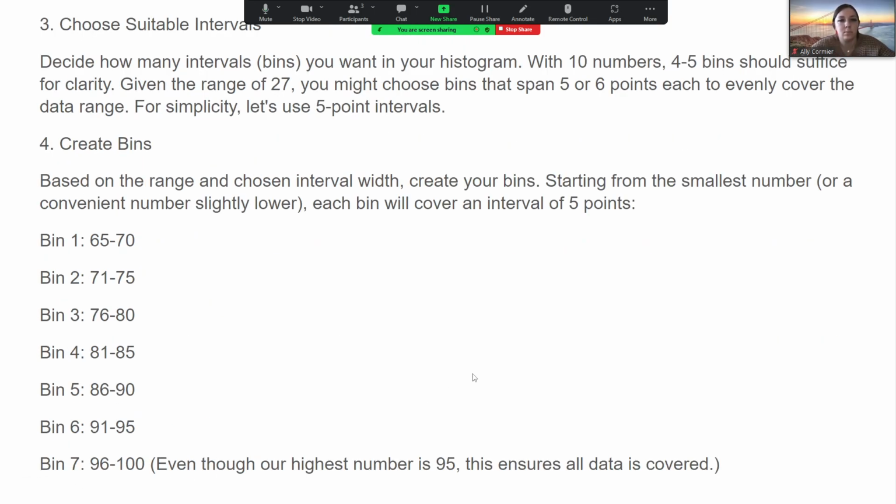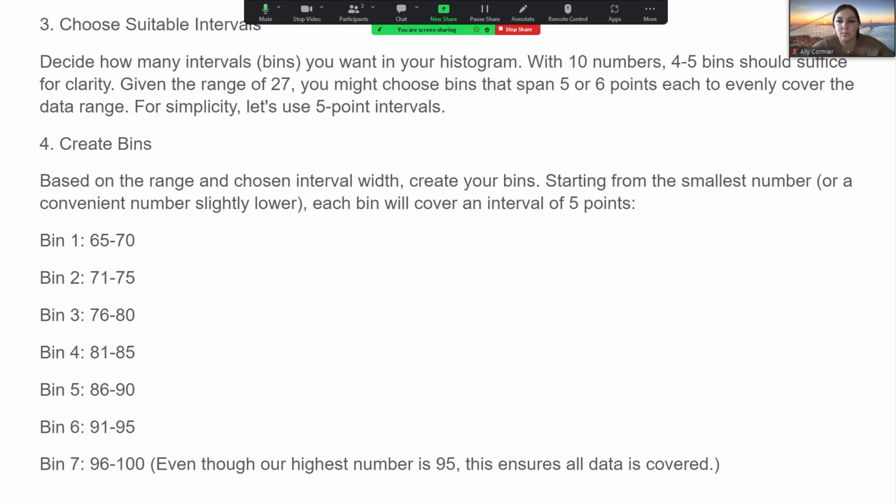Moving on, we're going to be choosing suitable intervals. Basically, when you're working with a histogram, you are categorizing things by bins. So you're taking a certain range of percentages. Let's say bin 1 was 65 to 70%. And so any student that scored within that percent range is going to fall into that bin. So this is going to end up looking a lot like a bar graph, but we're grouping students by similar scores. Okay, so we're going to determine how many bins we want for our histogram.